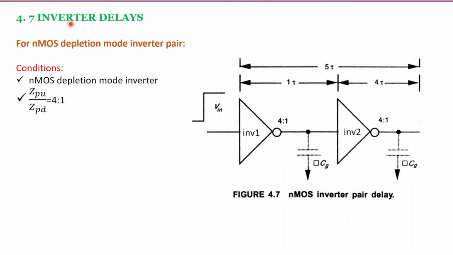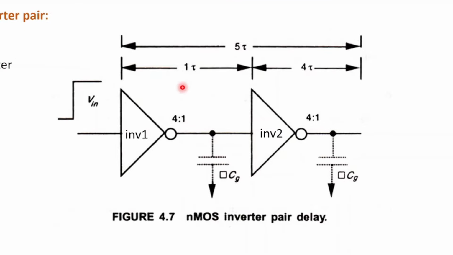Now we want to calculate delays for an inverter pair. For an NMOS depletion mode inverter pair, both inverters must be NMOS depletion mode inverters. The ratio of Z pull up to Z pull down should be 4:1. It means the Z value for the pull up network is 4 and the Z value for the pull down network is 1. In this case, inverter 1 provides 1 tau delay, and inverter 2 provides 4 tau delay. Inverter 1 and inverter 2 combined provide 5 tau delay.